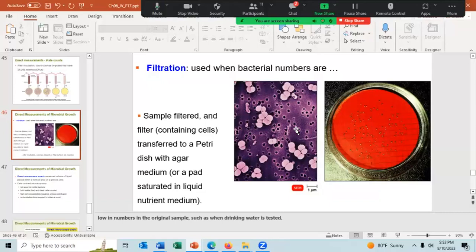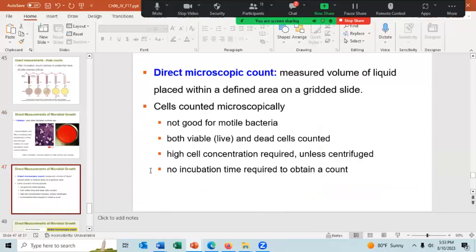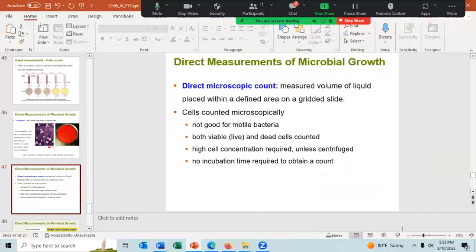So filtration is similar to a viable plate count. The difference is you increase the concentration of cells on the filter and then grow the filter on the agar. All right, let's move on to the third way we can directly measure microbial growth, and that is by a direct microscopic count, where you count the number of cells under a microscope.